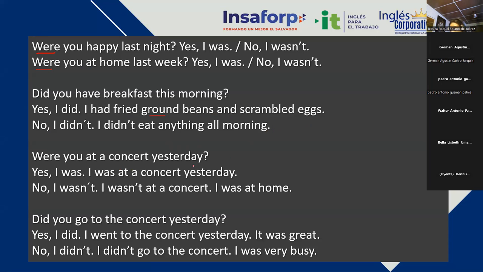Were you at a concert yesterday? Yes, I was. Hasta ahí está bien. Short answer. But if you want to give a long answer, you add, I was at a concert yesterday. Or, no, I wasn't. Negative. I wasn't at a concert.